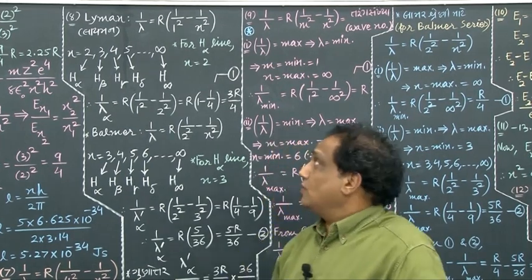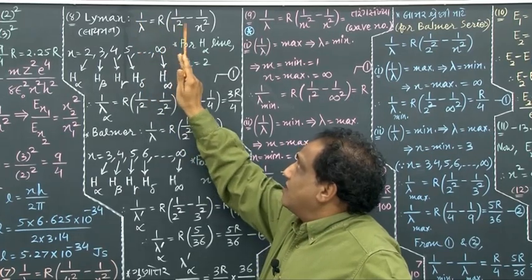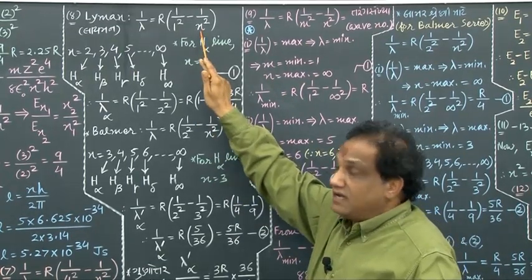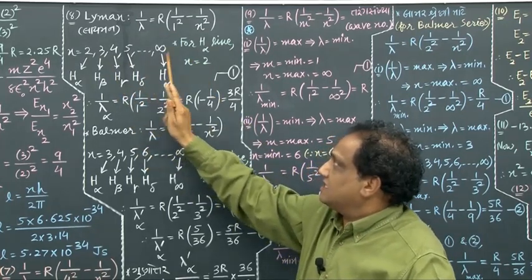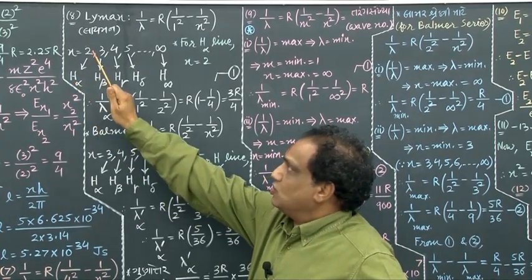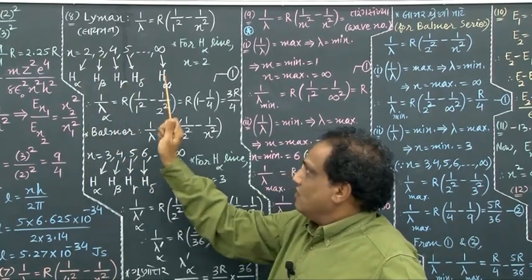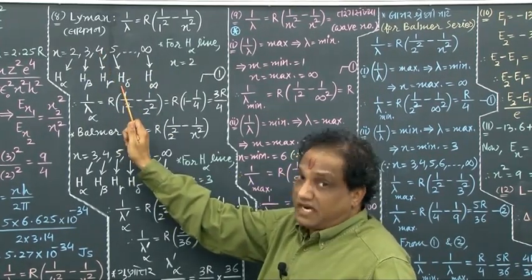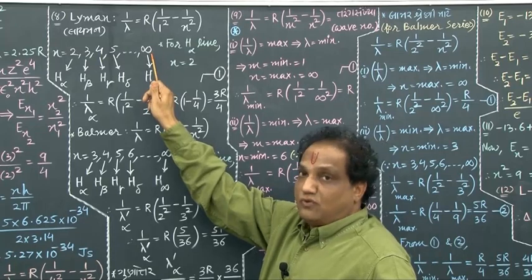Have you read it? Look, for the Lyman series, 1 upon lambda equals R into (1 upon 1 square minus 1 upon n square). Correct? What are the values of n? They are, after 1, all the positive integers, that is 2, 3, 4, 5, up to infinity. When you are talking about the H alpha line, you should take the first value. For the H beta line, you should take the second value. For the H gamma line, the third value. For the H delta line, the fourth value. And when you are talking about the last line, you should take the last value. Correct?